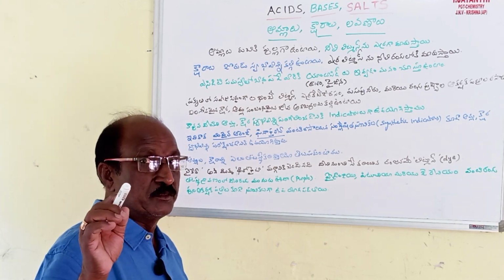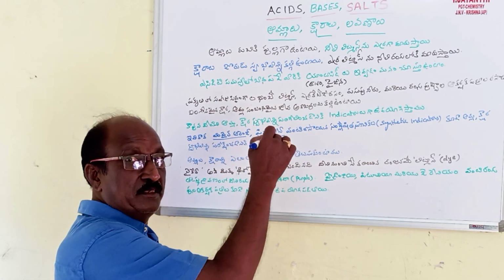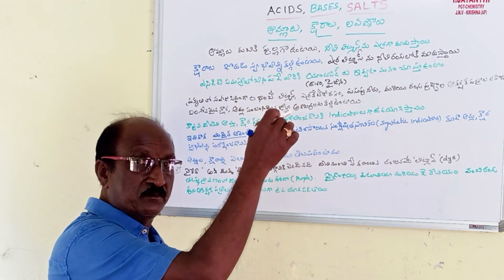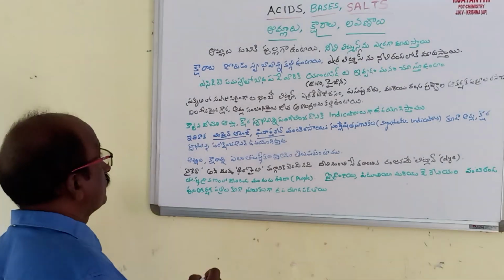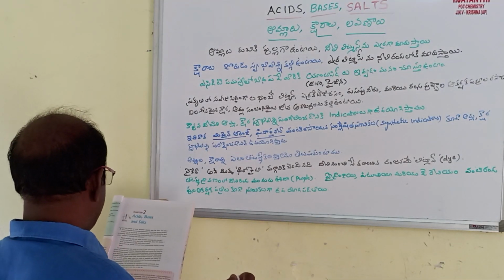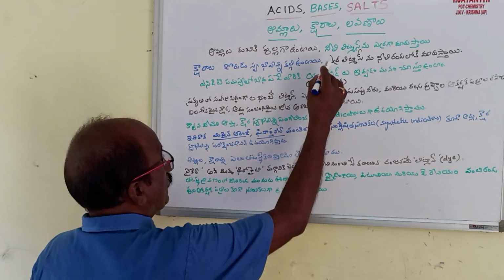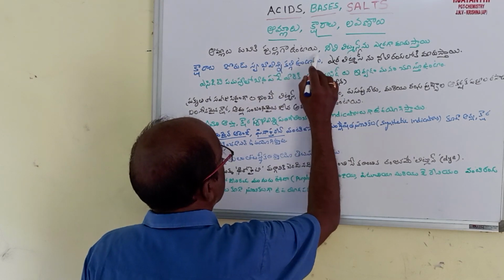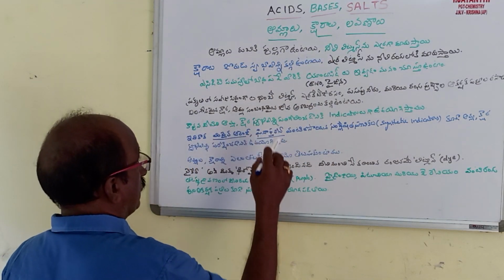If we give examples for the antacids, Eno, Gelusil, Digene, all of these come under this category, antacids. Okay, and litmus by nature is a natural indicator. That is why we use litmus here to test the acids and the bases.